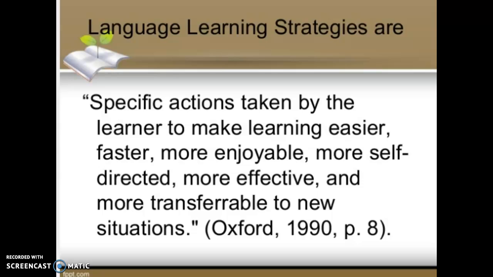It means that the action taken by the learners is based on their learning style. Maybe he or she is kinesthetic, or other styles, maybe auditory or visual. So it means that the action is taken by the learners based on their style.